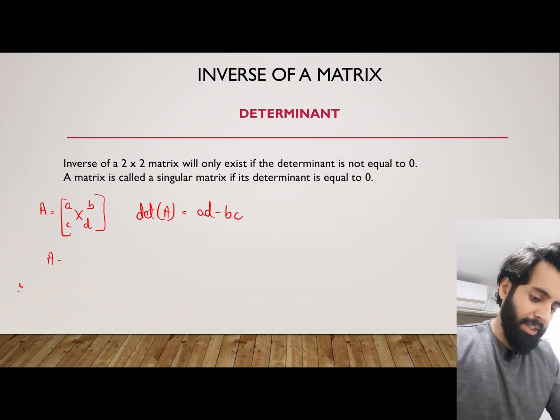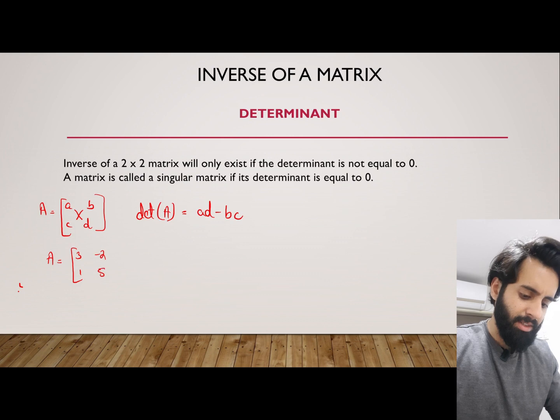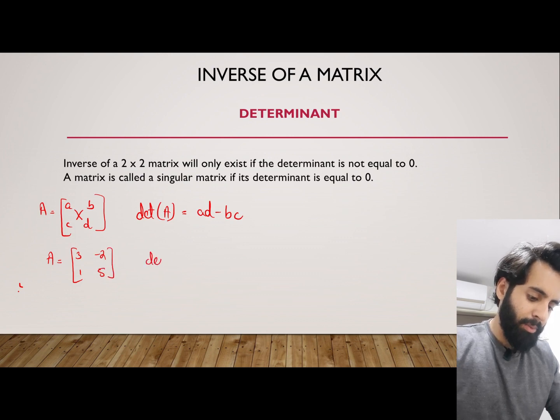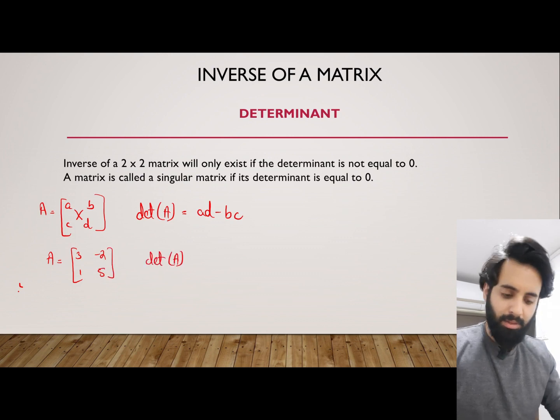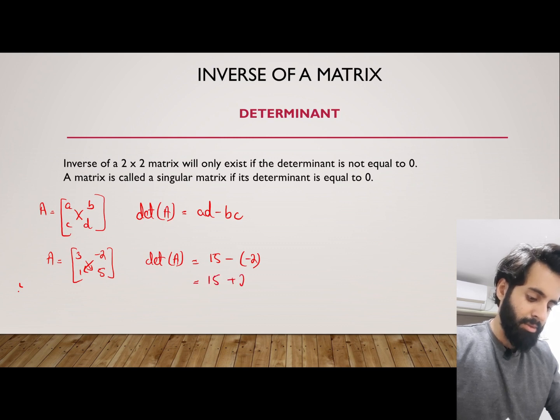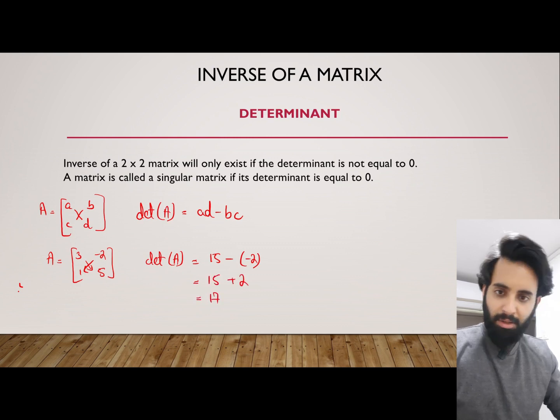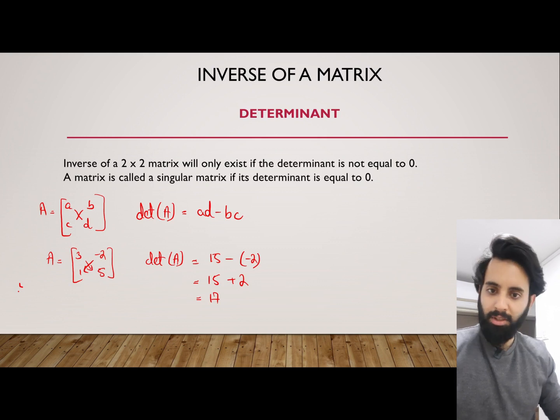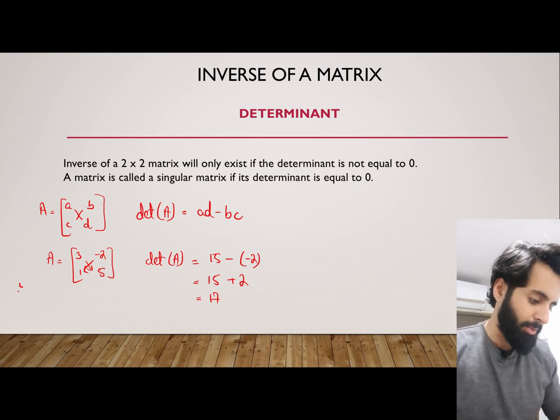So let's say for example we have matrix A which is 3, minus 2, 1 and 5. If I want to find the determinant of this matrix, I'll simply multiply 3 and 5 together. That's going to give me 15, ad, minus minus 2 and 1 together. So minus 2 times 1 gives me minus 2, which, with the formula's minus, becomes plus 2. So 15 plus 2 is equal to 17, and this is what the determinant of this matrix will be equal to.